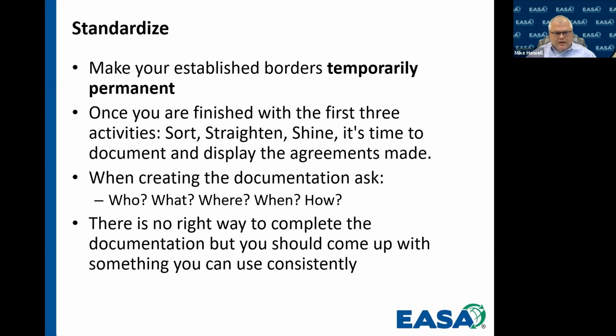And once we've finished sort, straighten, and shine, we've got to document the agreements that have been made between everyone in the organization. And when you're looking at a way to document a work instruction, you always want to ask some simple questions like who, what, where, when, and how. For any task, if you can answer those questions, you've got it documented okay. It's not going to be a 100-page book. It needs to be a one-page, easy to read document for a process that you can post up in a work area, and it's just clear who's responsible and when it's done and how often, etc.